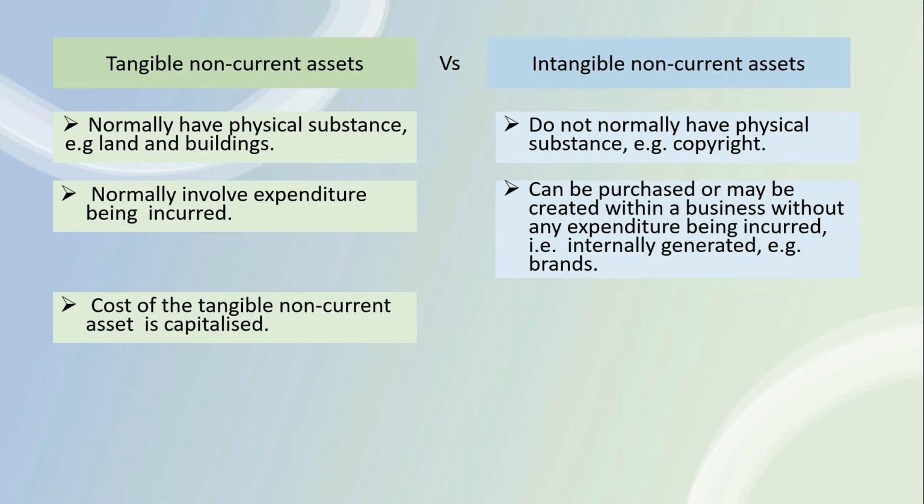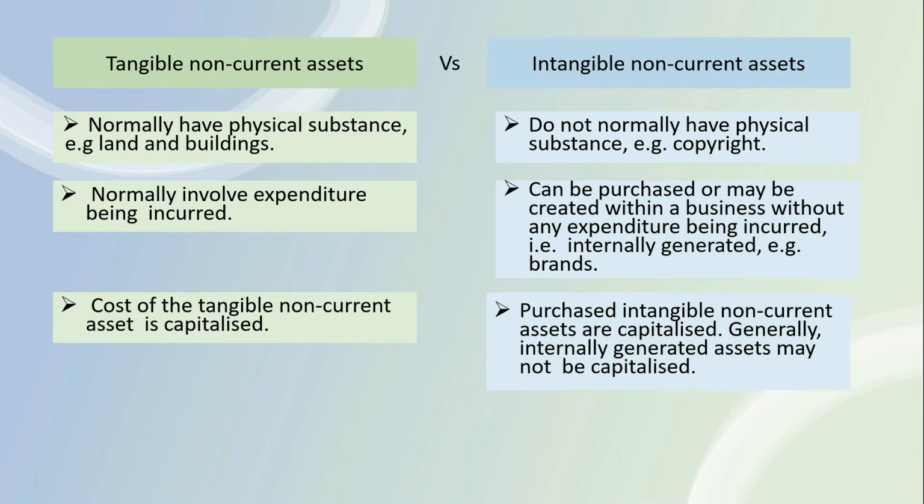And then the cost of tangible non-current assets. Whatever amount has been paid, whatever amount is stated in the invoice for the non-current asset, included with the costs related to the tangible non-current asset, you capitalize it and record it as a non-current asset. For intangible non-current assets, whatever amount is purchased is capitalized.